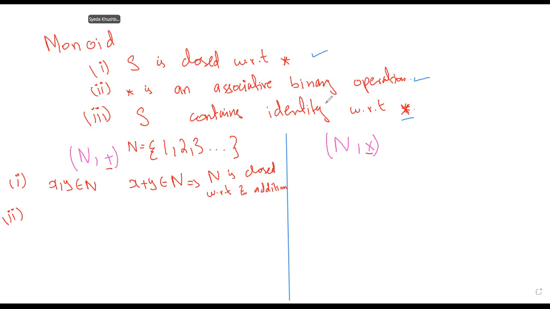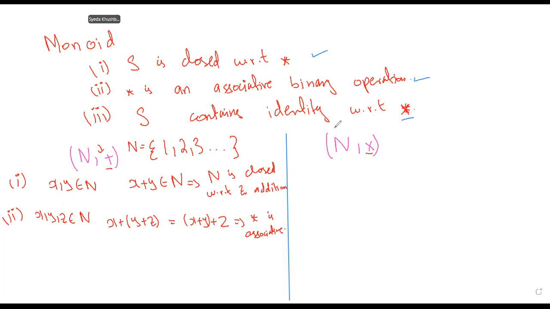The second one is that the binary operation is associative. Since we're talking about addition, addition is associative. We don't even need to check that. By default, for x, y, and z belonging to N, (x + y) + z would be equal to x + (y + z). This implies that addition is associative. These things are easy.